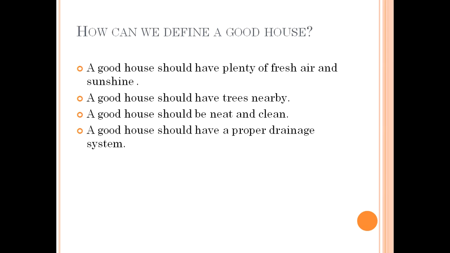Now, as we have discussed various things related to houses, like types of houses, various kinds of materials used in making houses, and different kinds of roofs of houses, let us discuss how we can define a good house. There are various criteria according to which a good house can be categorized. For example, a good house, according to me, should have plenty of air, fresh air and sunshine.